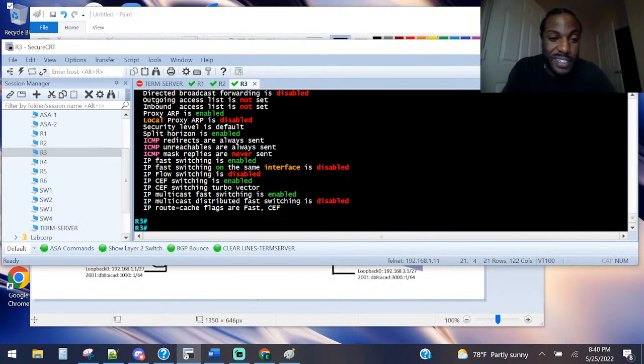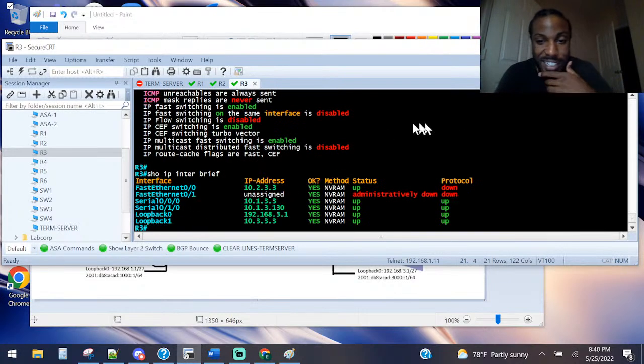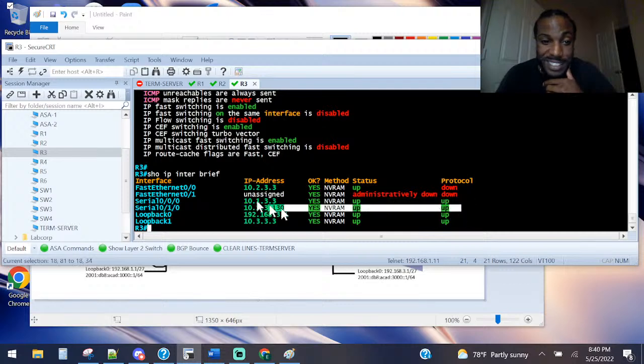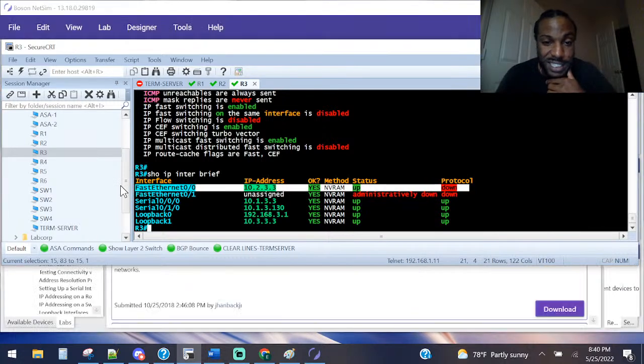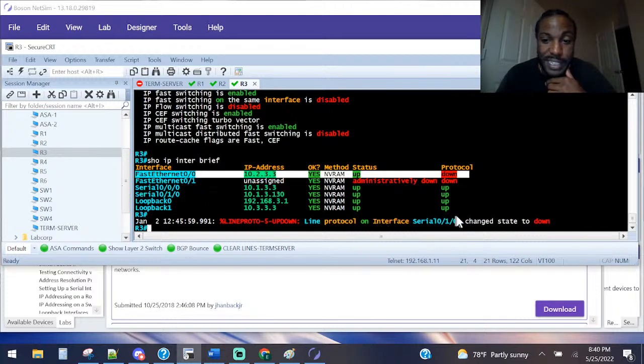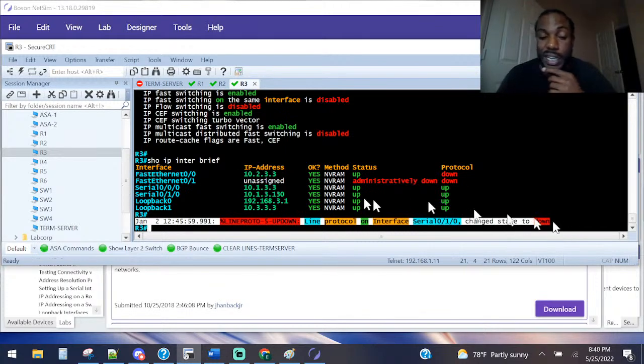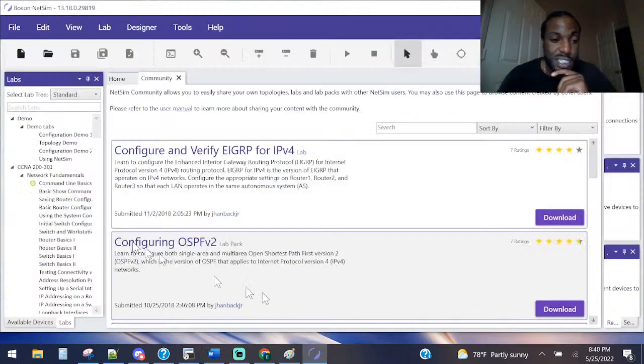Show IP interface. And now he wants to come up, I hope. Let's see if he stays up though. And then that one is up down. That's crazy. And I checked, now he's back down. That's crazy. Yeah, there's something wrong with that, man. I'm gonna stop messing with that.